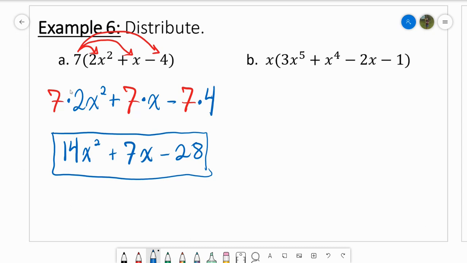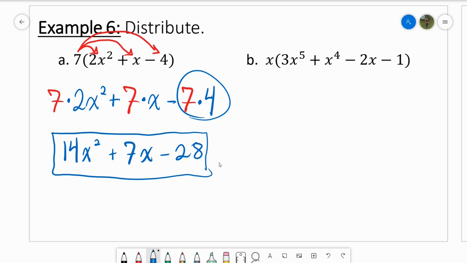So you do not necessarily need to show this middle step. I'm showing it so that it's very clear where that 7 is going. But if you can just do this in your head, 7 times 2x squared, and you know, oh, 7 times 2 is 14, the x squared stays x squared. That's fine. I'm sure you can do 7 times 4 in your head and just jump straight to 28. You don't need to show this 7 times 4 necessarily.